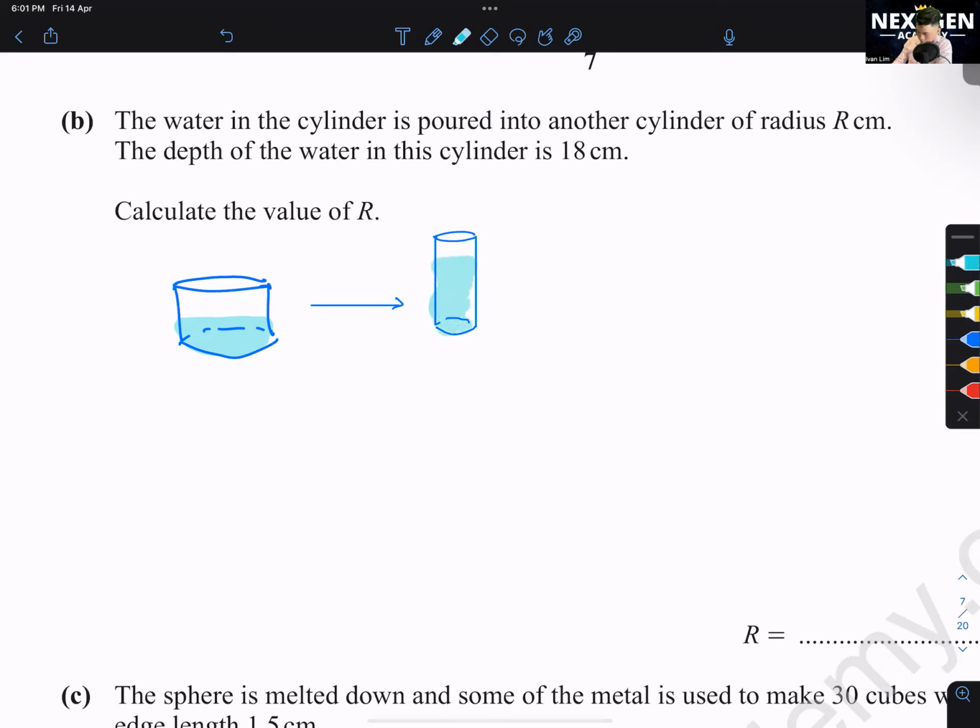Okay, that means this is your water, and now it became 18 cm. I like to draw it out so that I can visualize it clearly. We don't know what this R is. What is the water here?